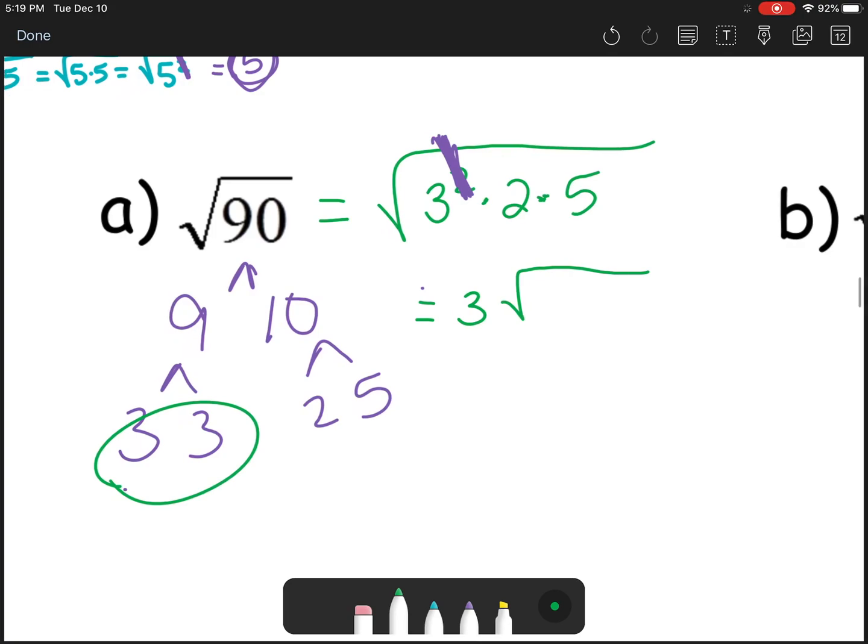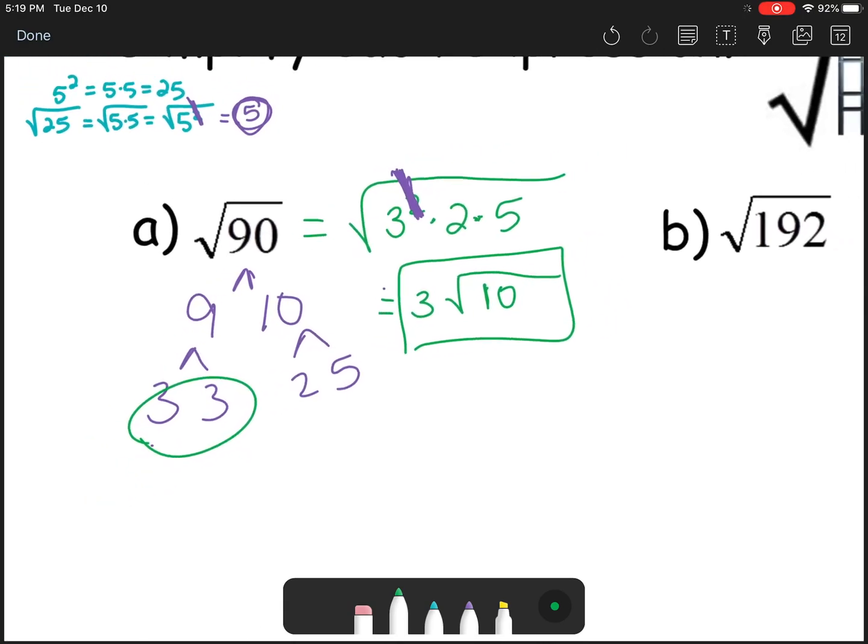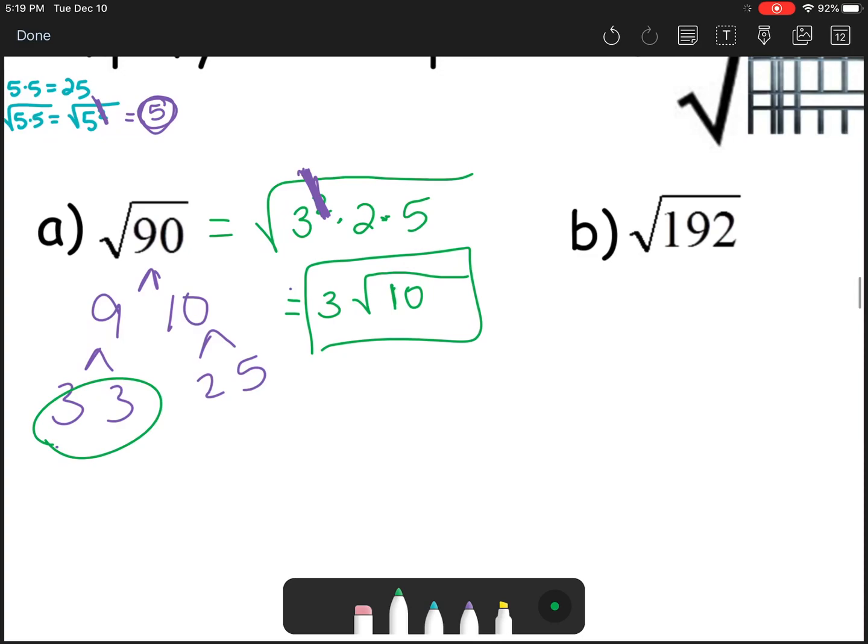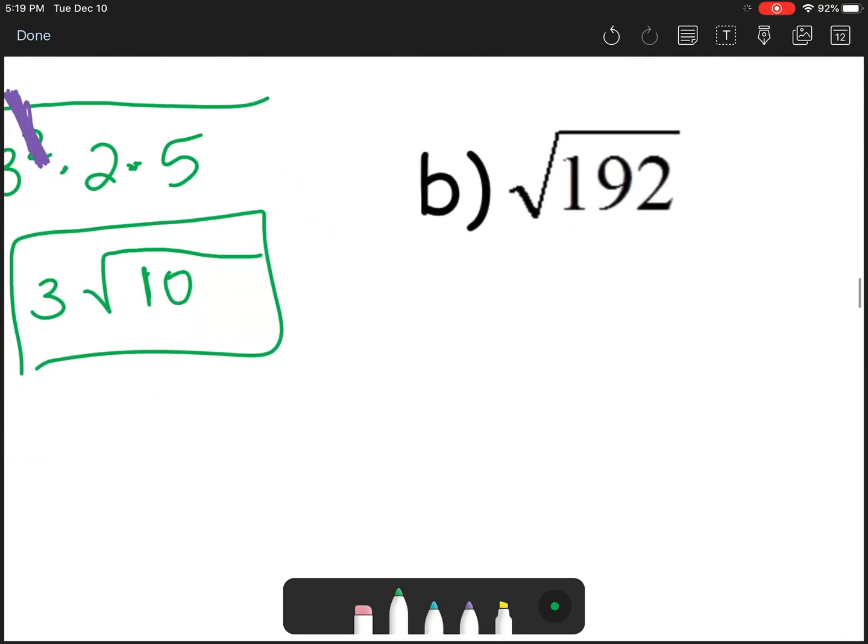Now, our 2 and our 5, notice that those are not a group of 2, and so those are stuck in the radical. Those are stuck there forever. We can't get them out. They just stay. And remember, 2 times 5 is 10. So our simplified problem would be 3 times the square root of 10. So that's what we're doing here. We are simplifying our radicals. We are trying to get them to be in their simplest form.